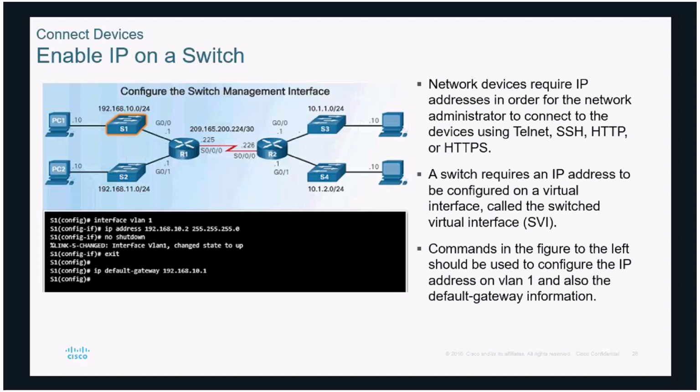We also need to make sure that the switch has a default gateway configured. So when I exit this, I'm going to give it an IP default gateway of 10.1. That takes me right to that point there. Okay, that's my default gateway, exit.